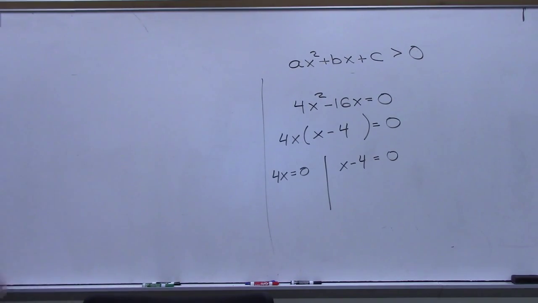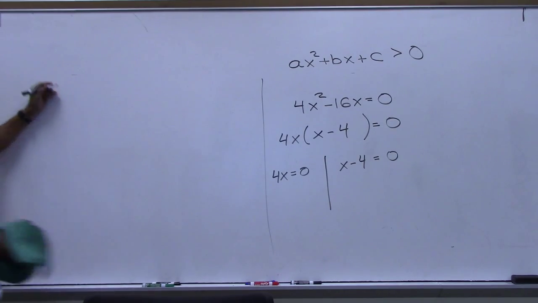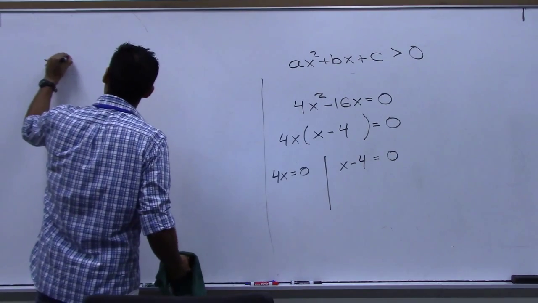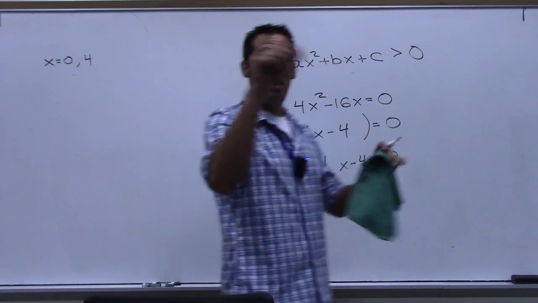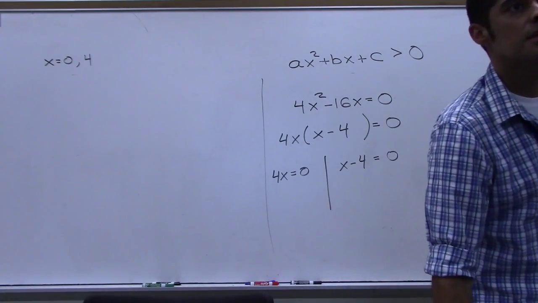Okay, so what are the solutions? I'm sorry? x equals 0 and x equals 4. Okay, so that's what a lot of you did. You boxed it, and I took off a lot of points.